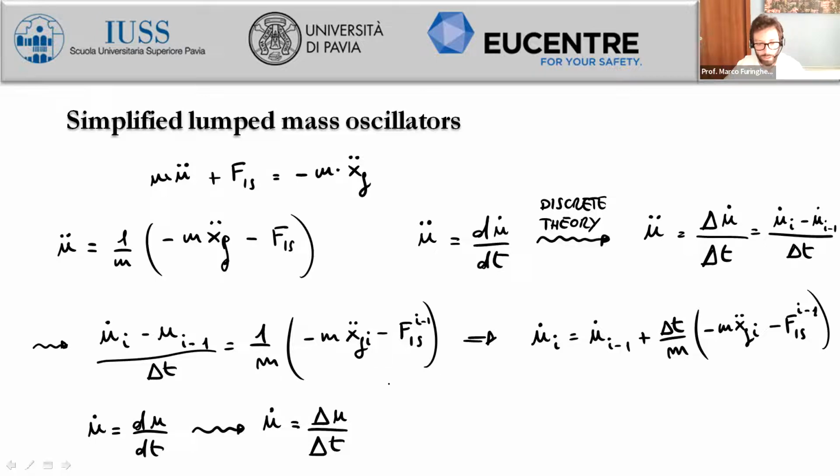So according to this, we can say that the displacement at the ith time step is equal to the displacement at the ith minus 1 plus the variation of time times the relative velocity at the ith, which has been already computed here. Okay, so these are the equations that we need to time integrate the single degree of freedom oscillator.